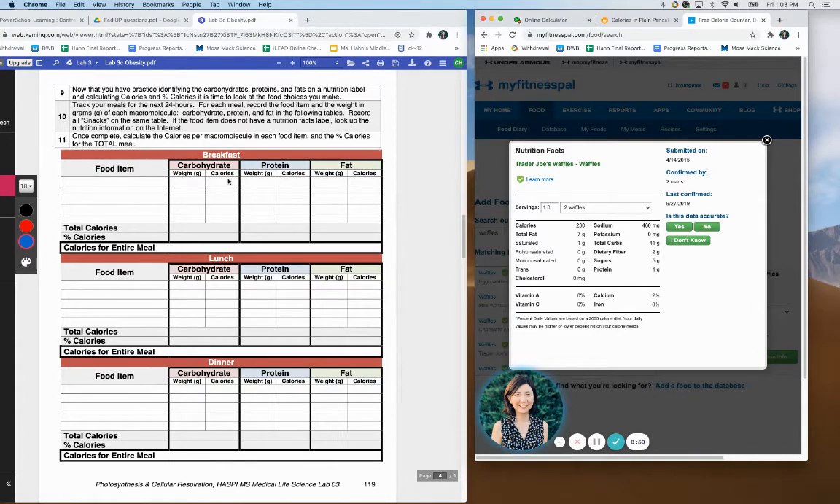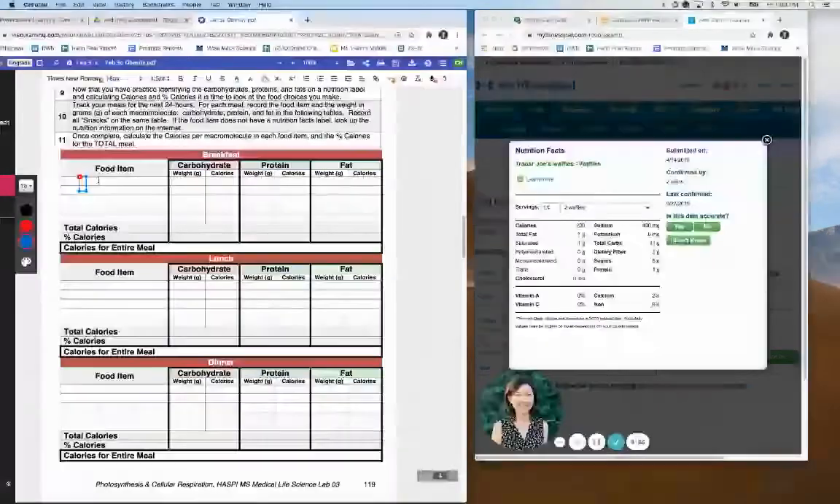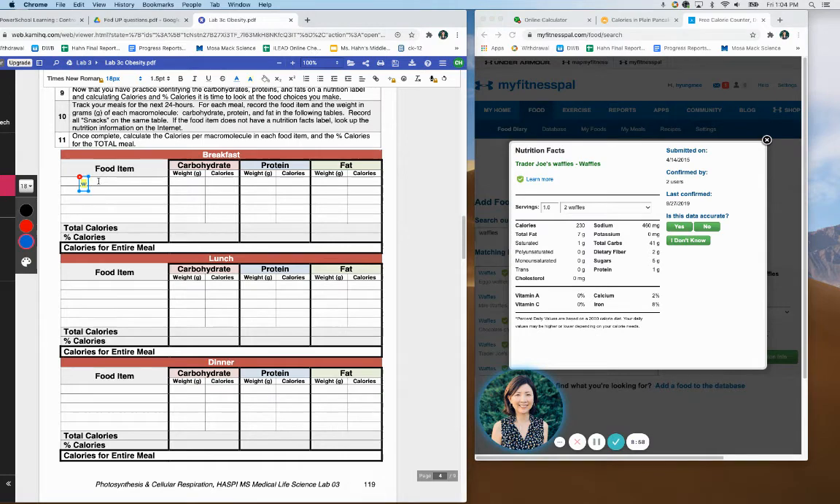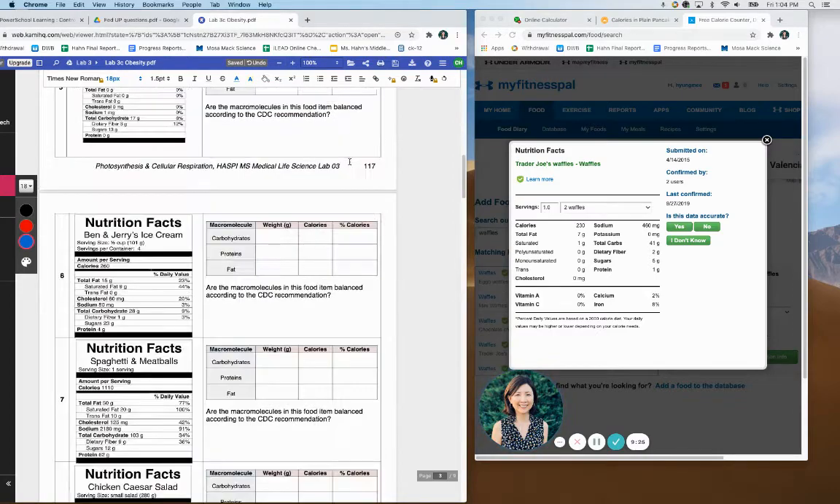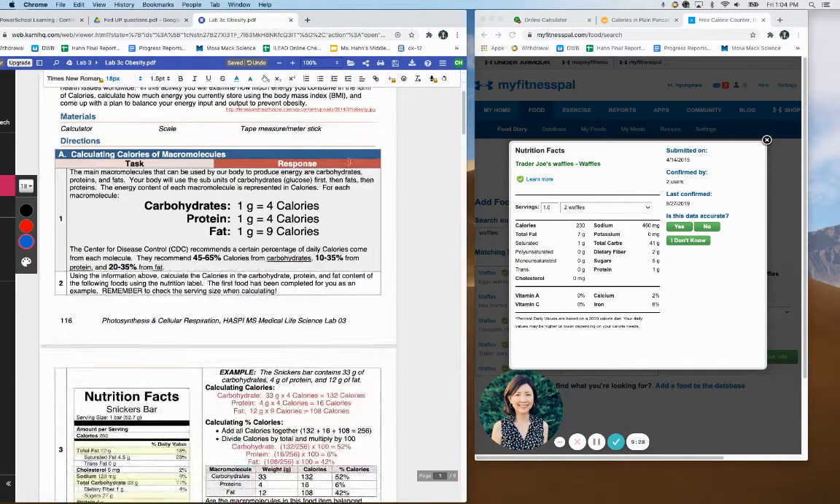Oh, and then what I'm going to do is calculate the calories. For example, here, let me just do this. So if this is 2 Trader Joe's waffles, the carbs were 41 grams. That's kind of a lot of carbs. And in order to get calories, I'm going to multiply carbs by 4. Because remember up here, carbs you multiply by 4.